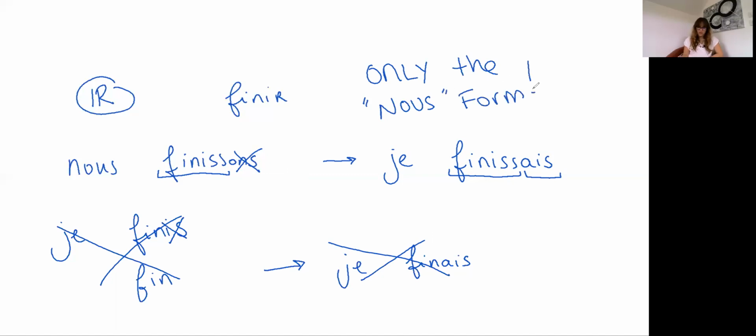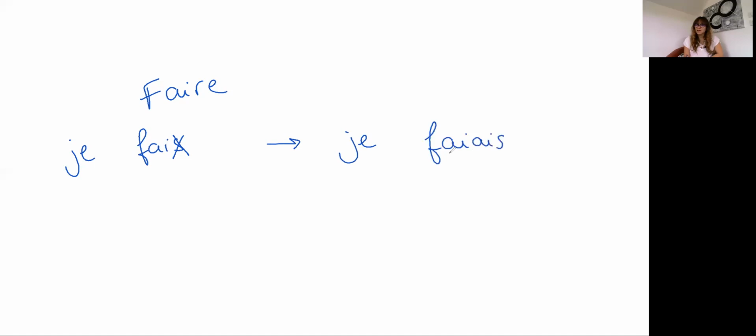Very important. Another example that you can have a look at, if you don't take the nous form, let's take one of the irregulars, faire. Remember, je fais, I do in the present. If you remove the endings, that means you remove the S, and then that would make an imperfect that is like je ferais. And clearly that doesn't look right. Je ferais doesn't mean anything. So that's really important. You actually take the nous form all the time.